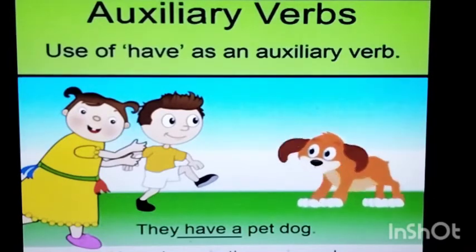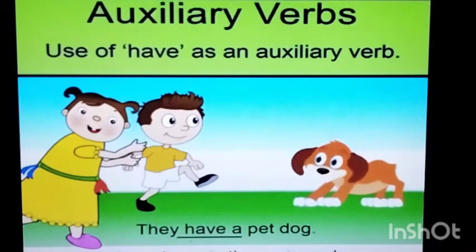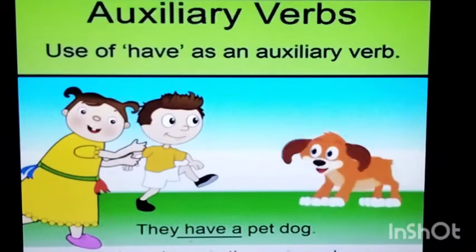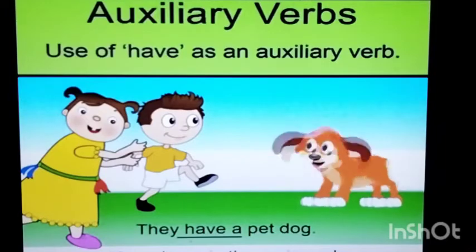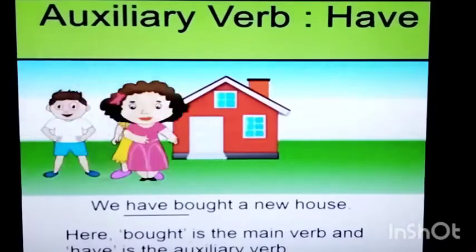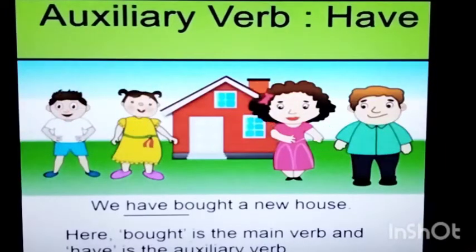In the first case, have is used as the main verb. They have a pet dog. Here have is the main verb. And how would you know this? Here no other verb is being done. So have acts as a main verb.